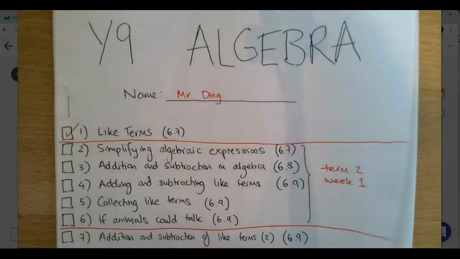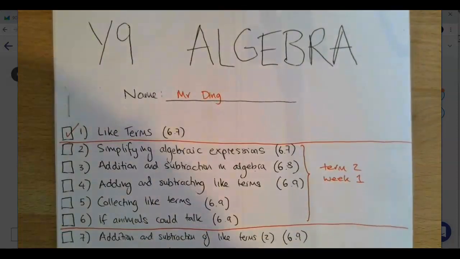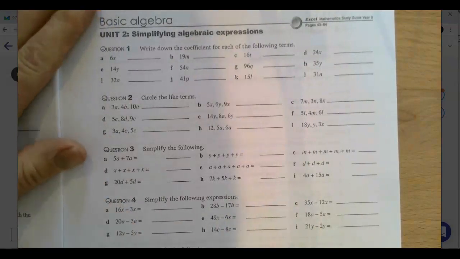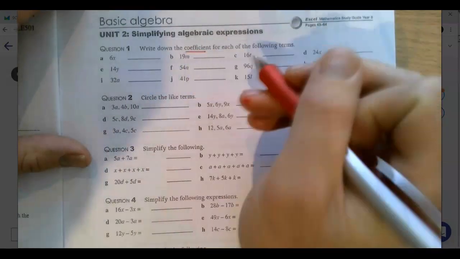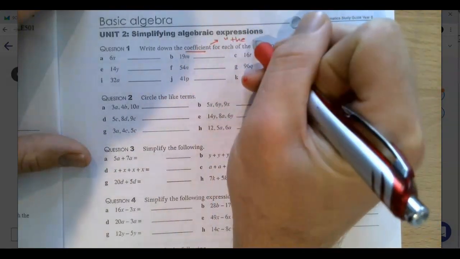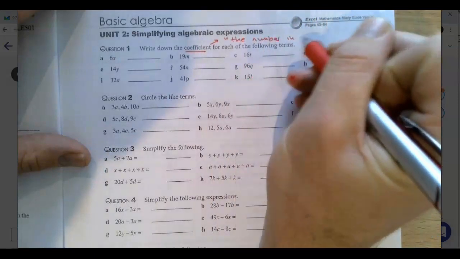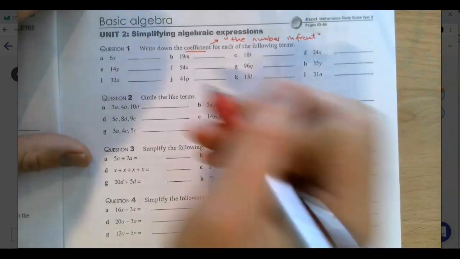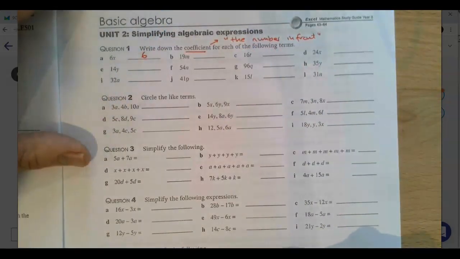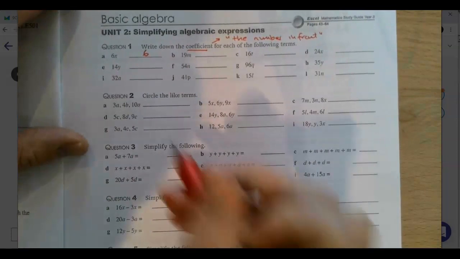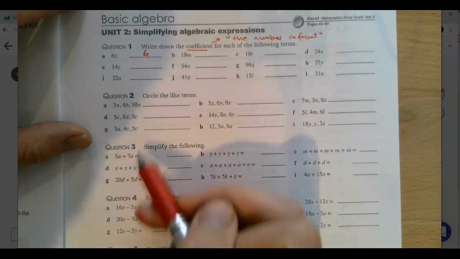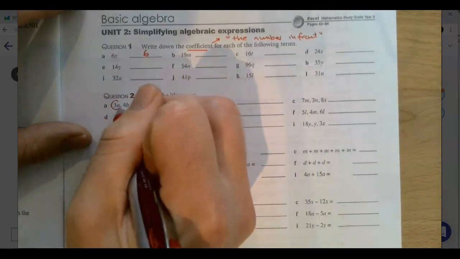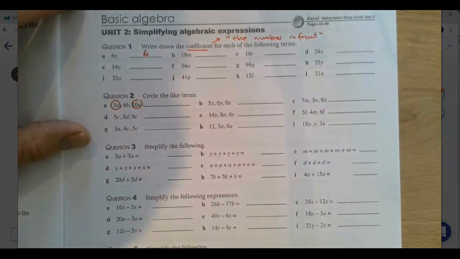I'm going to take a quick look at these, but your first task is to complete these 5 worksheets. Starting here, it says things like write down the coefficient for each of the following terms, and the coefficient is the number in front. So the coefficient of 6x, for example, is just 6. Like terms are terms in the same family. In this first question we've got the A family and the B family, so the ones in the same family are 3a and 10a.